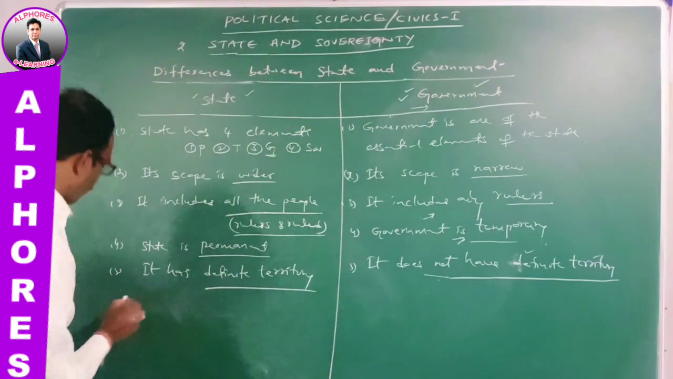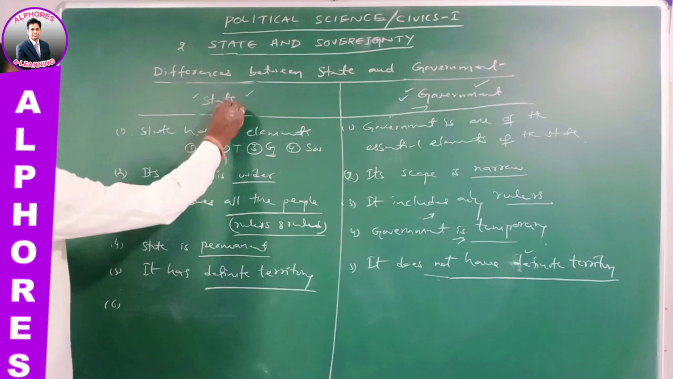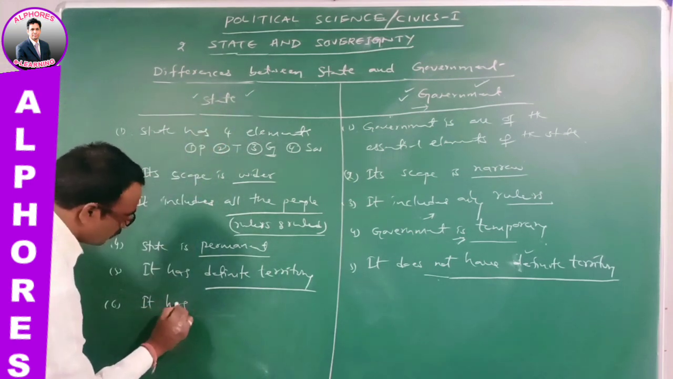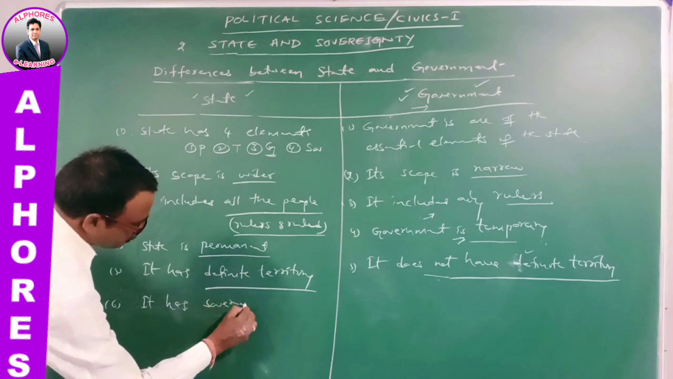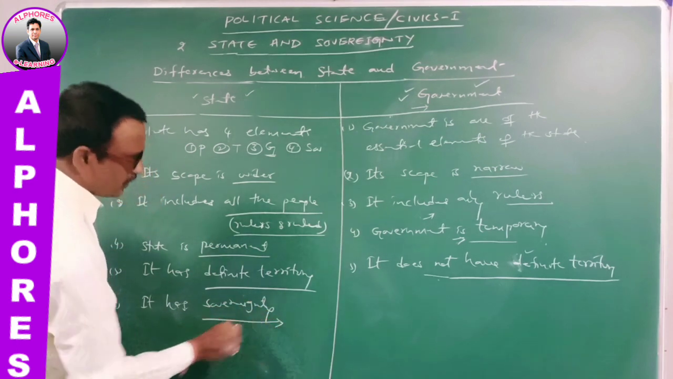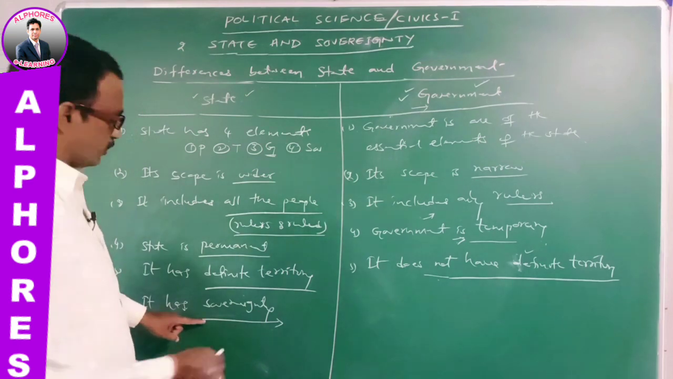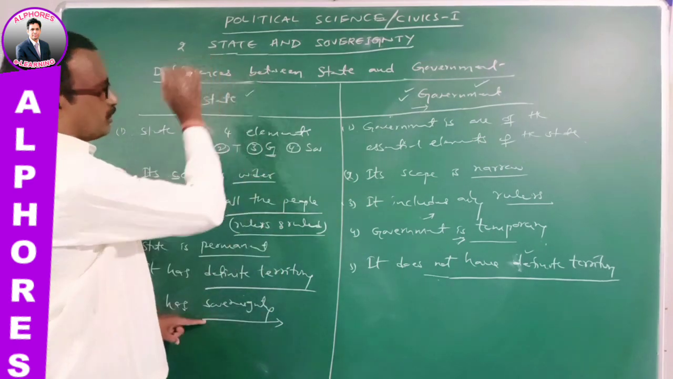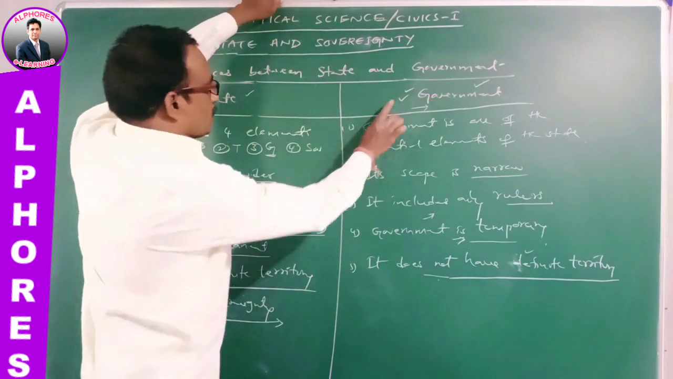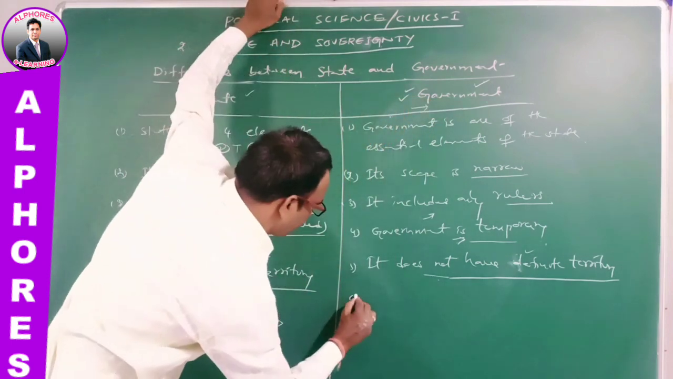And its most important feature is what? Sovereignty. So it has sovereignty. So what is meant by sovereignty? Supreme power of the state. So without sovereignty there is no state. But what about government? So here government does not have sovereignty.